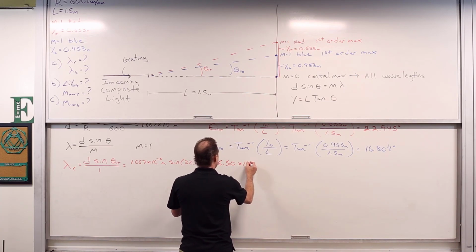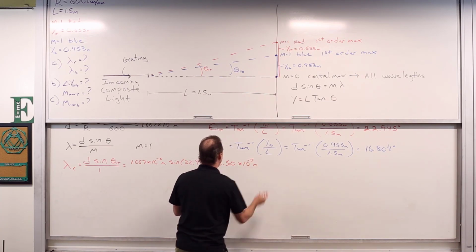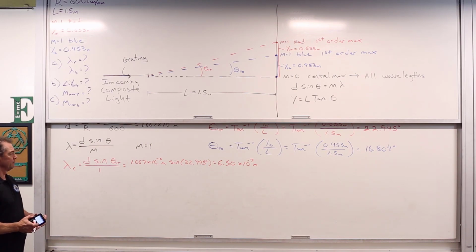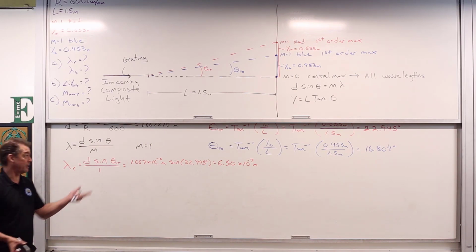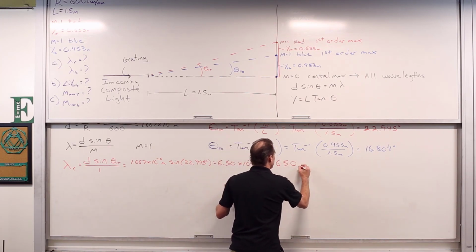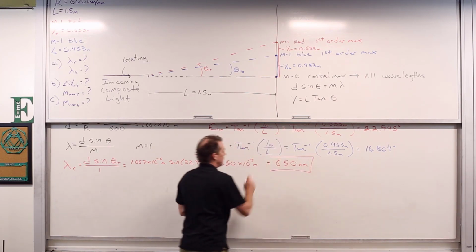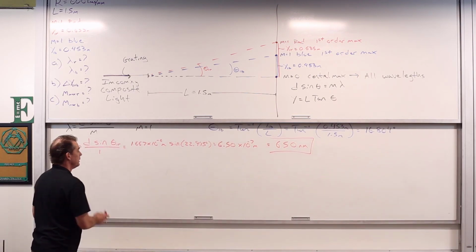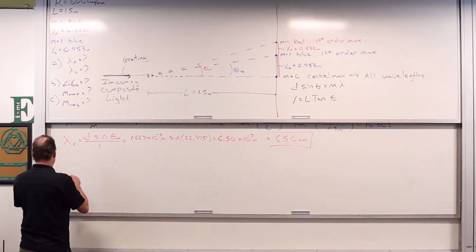6.50 times 10 to the negative 7 meters. Does that look like red light? The answer is yeah, that's 650 nanometers. So, red light in there, that's its wavelength, 650 nanometers. Fantastic. What about the blue light? What is its true wavelength?